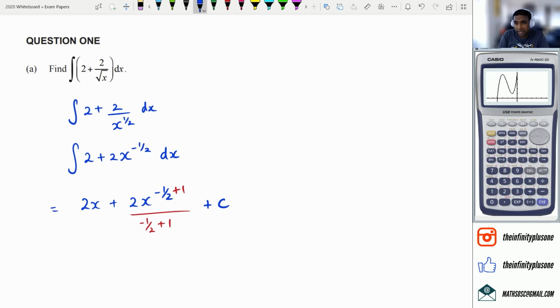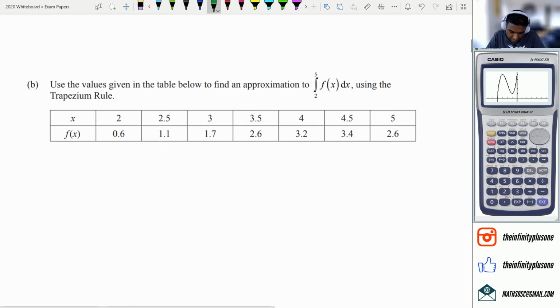All right, now you can actually leave it like this, but if you're going to leave it like this, I would recommend putting a couple of brackets. Ideally, though, you want to simplify this a bit further. So we're going to rewrite this as 2x plus 2x to the power of half over half plus c. So that is pretty much what you need to do for this question, and that is going to get you an achieved. All right, the next question.